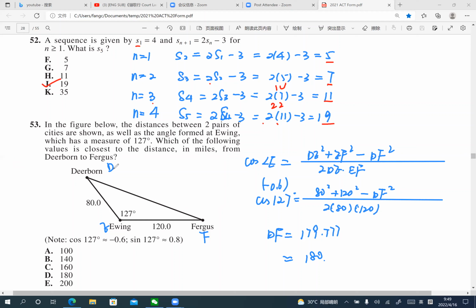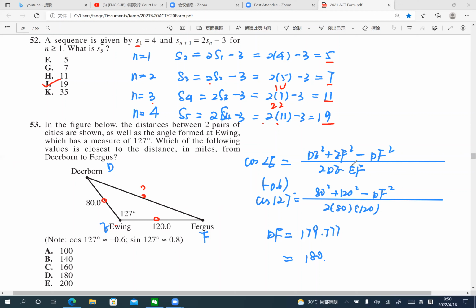So I use 3 letters D, E, F to represent the 3 places respectively. After we observe the triangle, we know we have the length of DE and the length of EF. We also know the angle DEF. Therefore, we can use the cosine law to find the value of DF. According to the cosine law, cosine of angle E should be equal to DE squared plus EF squared minus DF squared, divided by 2 times DE times EF.